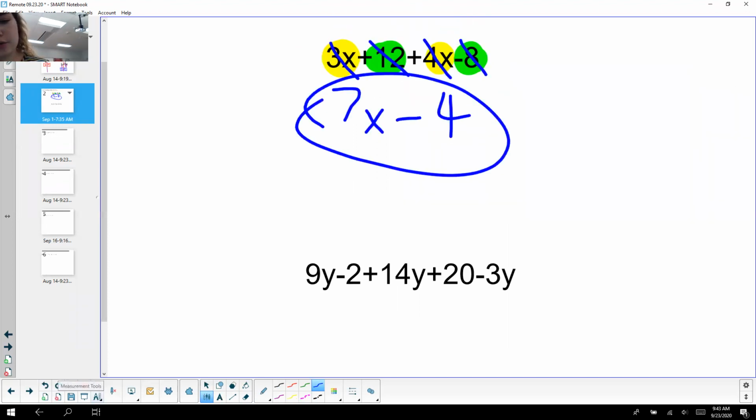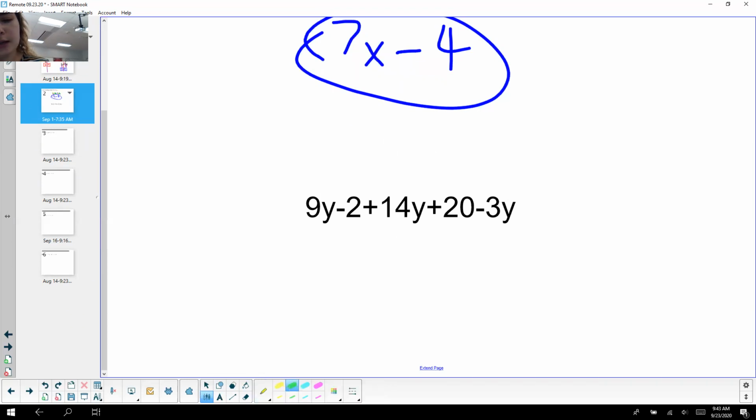All right, I'm going to go ahead and do the second one. So go ahead and pick up one of your highlighters, start highlighting your variable terms, and then start highlighting your constant terms in your other color. Once you do that, we can go ahead and start combining like terms. So again, I can't combine the y and the 9y and the -2. Can't combine those because they're two different types of terms. This is why the color coding is helpful, because I've identified all of my like terms. So 9y, 14y, and -3y. Those are all like terms, so I can go ahead and combine them.